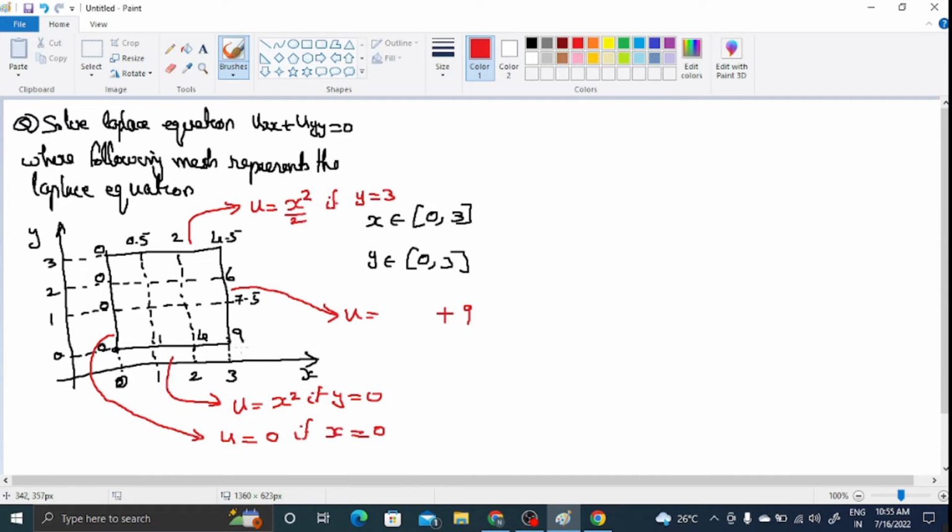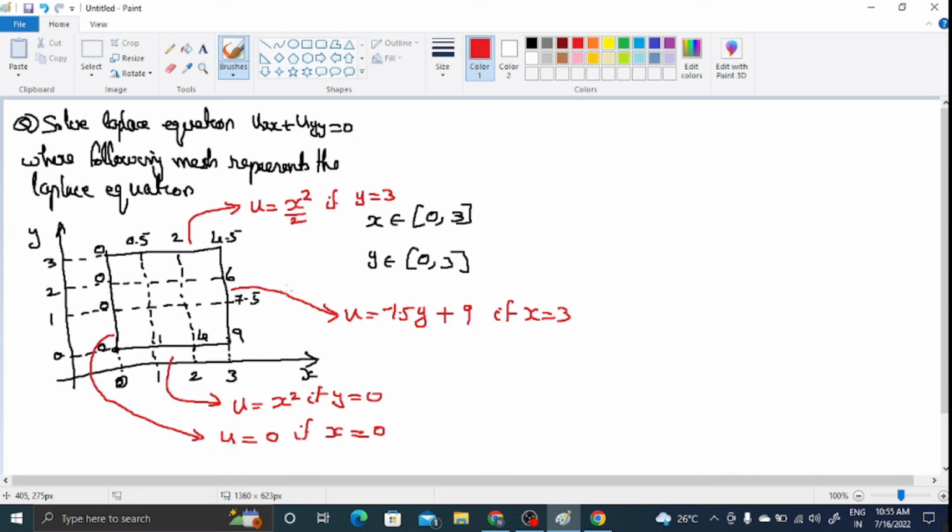Now you can see that after each point, that 9 is decreased to 7.5, then decreased to 6, decreased to 4.5, etc. So here the coefficient is decreasing, so negative, and the decrement with respect to 1 unit, 0 to 1, is minus 1.5. So this is minus 1.5 y plus 9 if x equal to 3. So this one is the right boundary: u equal to minus 1.5 y plus 9 if x equal to 3.